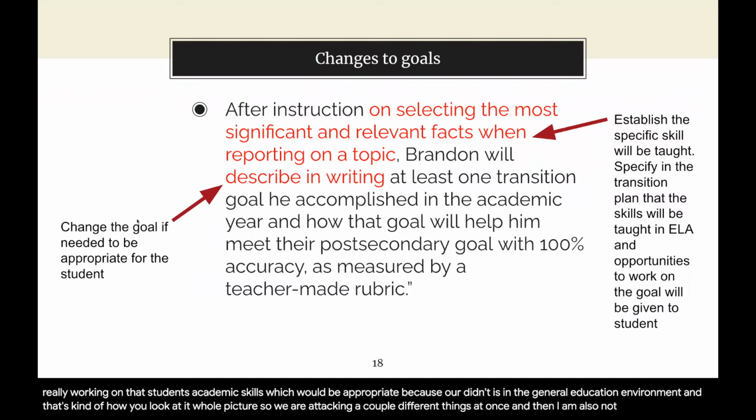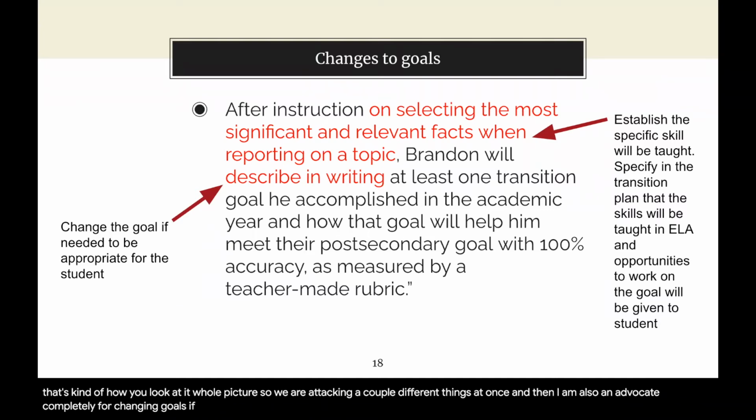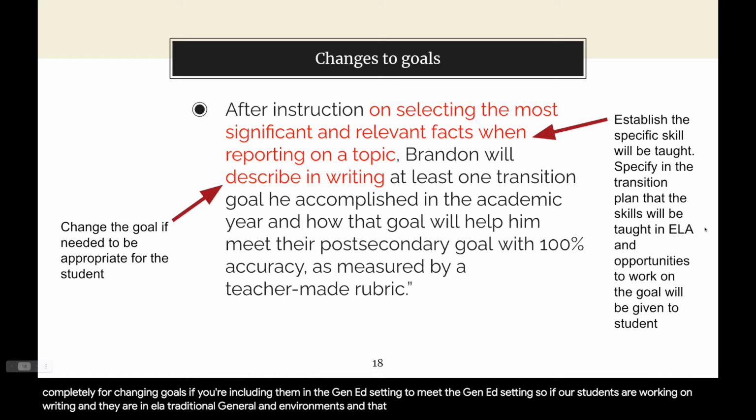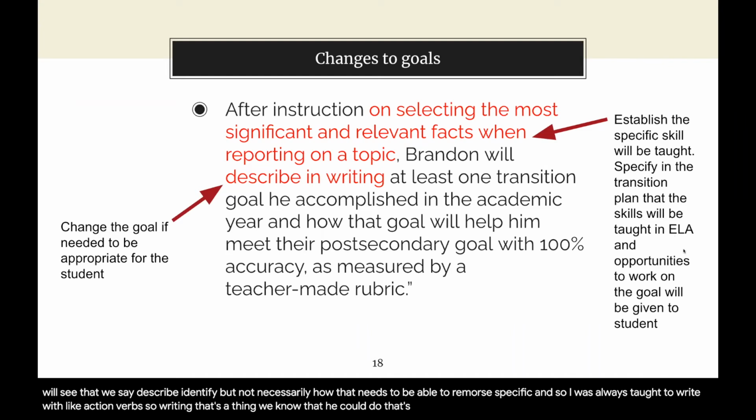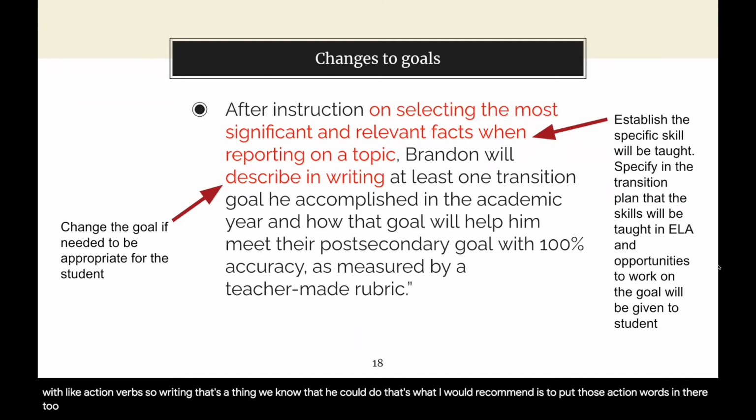And then I am also an advocate completely for changing goals, if you're including them in the gen ed setting, to meet the gen ed setting. So if our students are working on writing and they're in traditional ELA general ed environments, then that should be described in the goal. A lot of the times in the transition goals, you will see that we say describe, identify, but not necessarily how. That needs to be a little bit more specific. I was always taught to write with action verbs. So writing, that's a thing we know that he could do. That's what I would recommend, is to put those action words in there to really describe what the student is supposed to be doing and how they would be assessed.